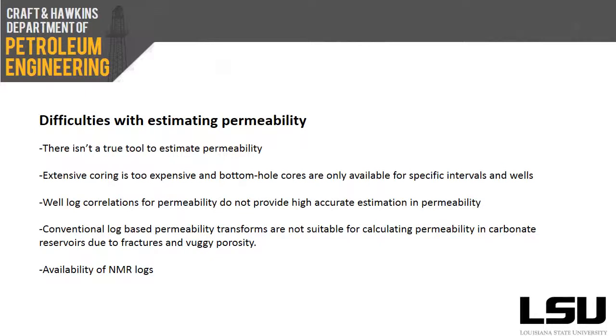Difficulties with estimating permeability: laboratory analysis of cores gives more reliable data for permeability. However, it is very expensive and core data is only available for specific wells and intervals. Permeability estimation from empirical models is low in accuracy. Regression analysis provides more accuracy than empirical models. However, functional relationships need to be known in advance. NMR logs give better estimation of permeability.